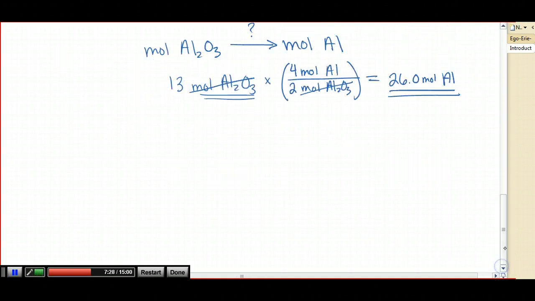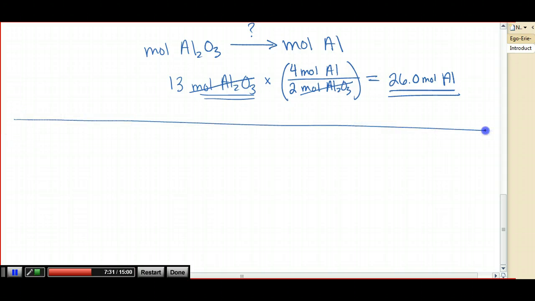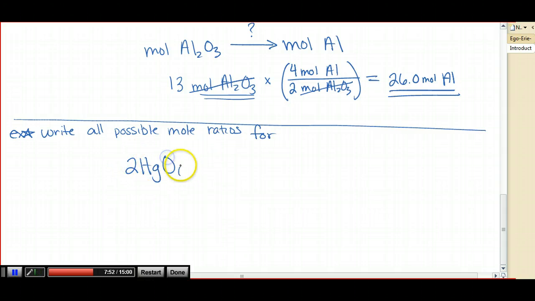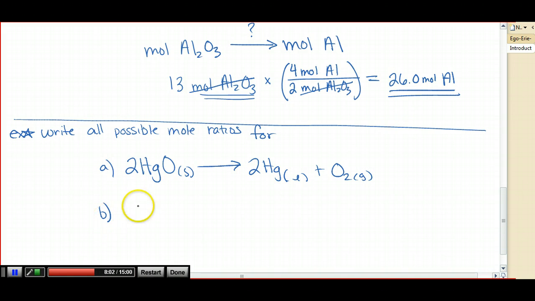Try these examples to show me in class tomorrow. So the first ones are ones where you're going to have to show me work that you did. So write all possible mole ratios for these reactions. These 2. Write all the mole ratios for these.